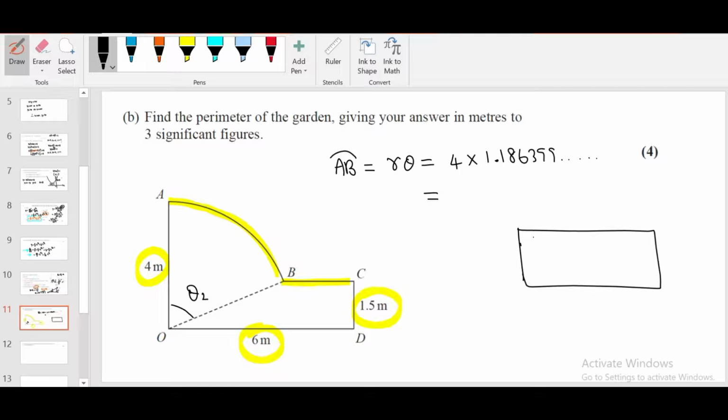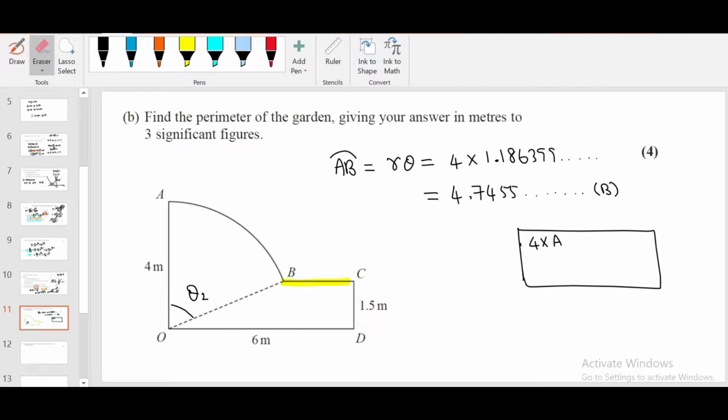I'm going to write it as 4 times A because I stored this value as A. So I got 4.7455, etc. Let's not round the figure. I'm going to store it as B again. Okay, and then let's find the length BC now.